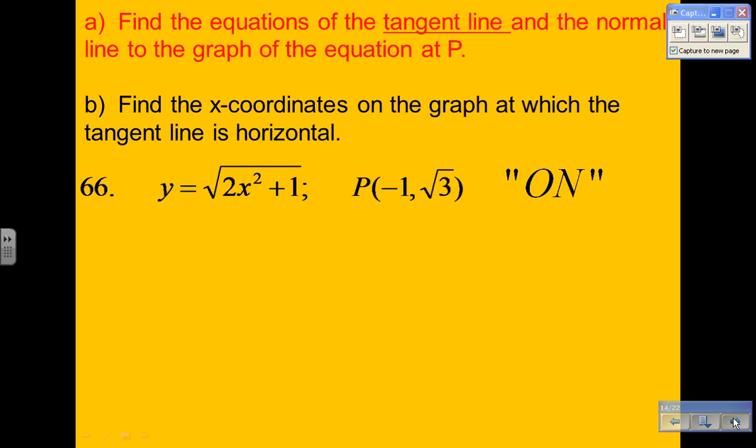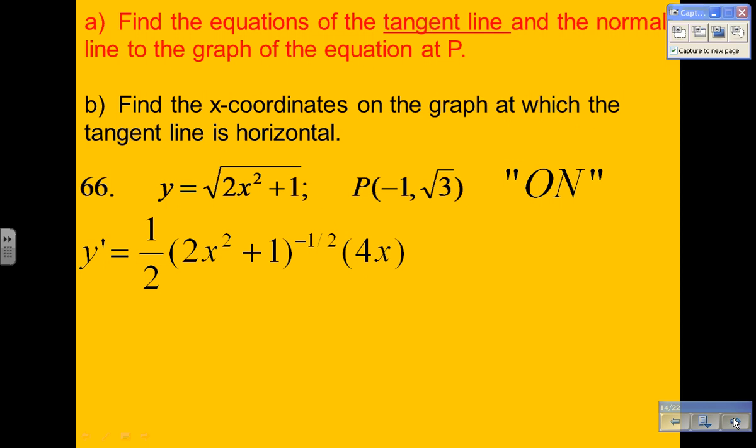Yeah, times the derivative of the inside. Very good, times 4x. And that gives me the slope of which line, the normal or the tangent? Tangent. So you put in -1 for all that, you just get the slope of the tangent line. Not that difficult, especially if you do the point slope formula for the equation of your line.